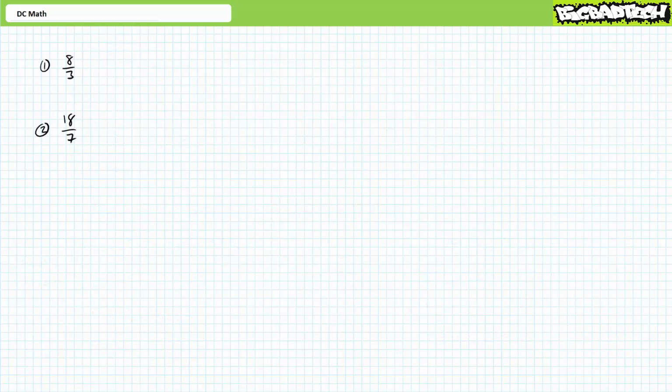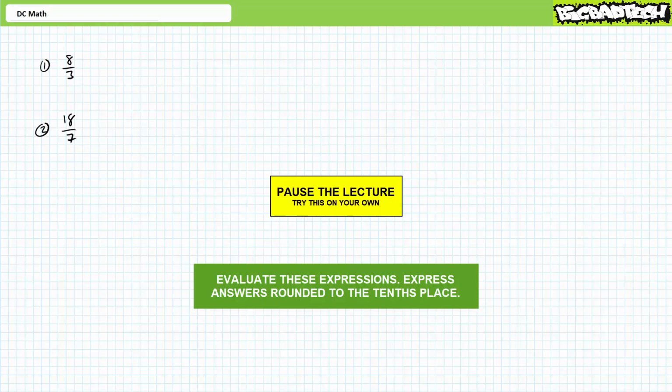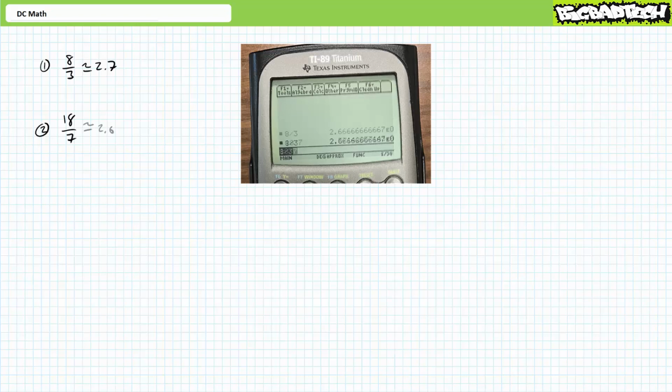As a quick test of your understanding of this concept, I'm asking you to evaluate these two expressions and express your answer rounded to the 10th place. By all means, pause the lecture and try this yourself. If you're tracking, you should have gotten the following answers. 8 divided by 3 yields 2.7 rounded to the 10th place. 18 divided by 7 yields 2.6 rounded to the 10th place.